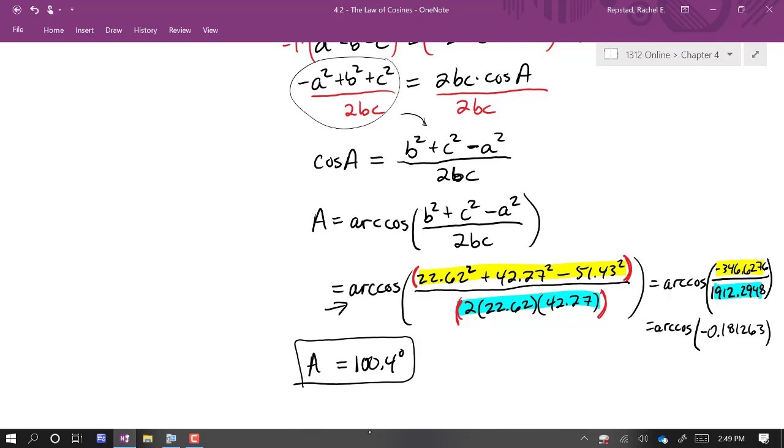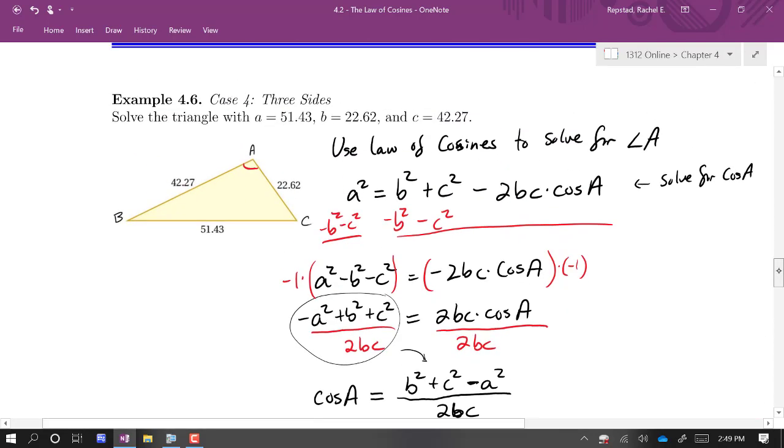Let's continue solving this triangle. There's two more angles we want to solve. We know that this is 100.4. I've got two more angles. I know all three sides. So now that I've used law of cosines to get an angle, I can use law of sines to get another angle. So let's say we'll find angle C.